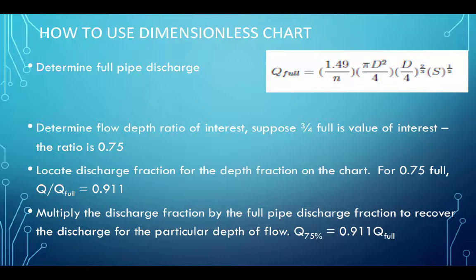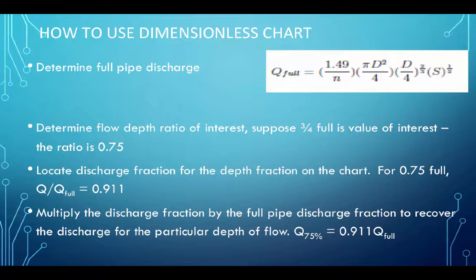The way you would use a chart like that is first you would determine the full pipe discharge, which is 1.49 over n, pi d squared over 4, diameter over 4 to the 2/3 power, slope to the 1/2 power. That's pretty easy to remember. Then you would determine the flow depth ratio of interest. Let's suppose we're interested in 3/4 full.